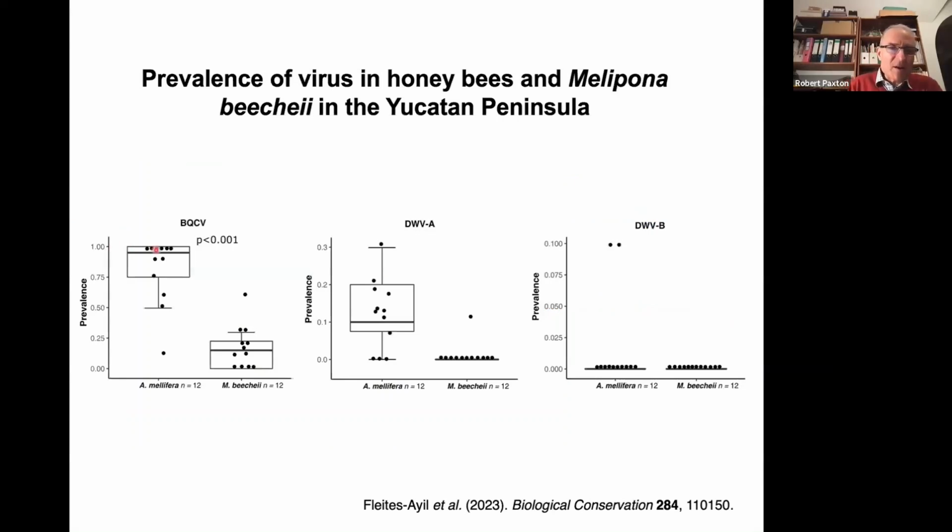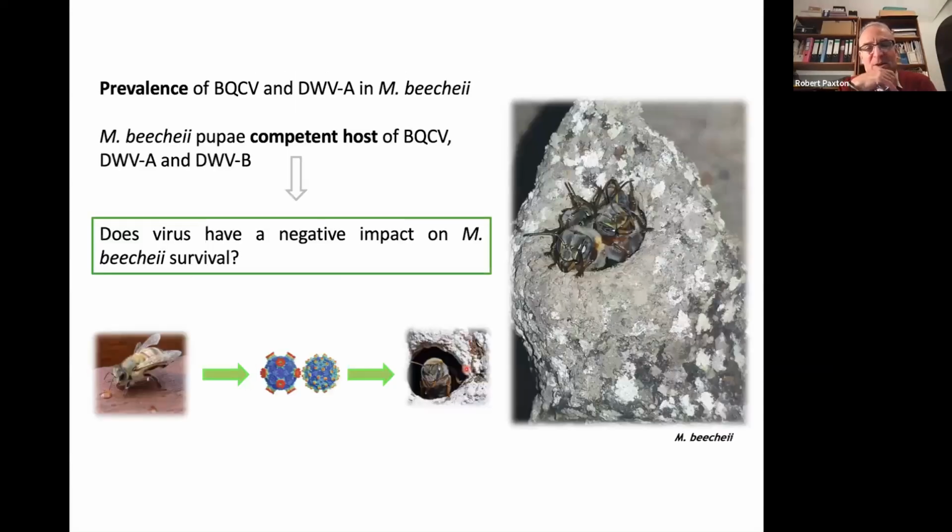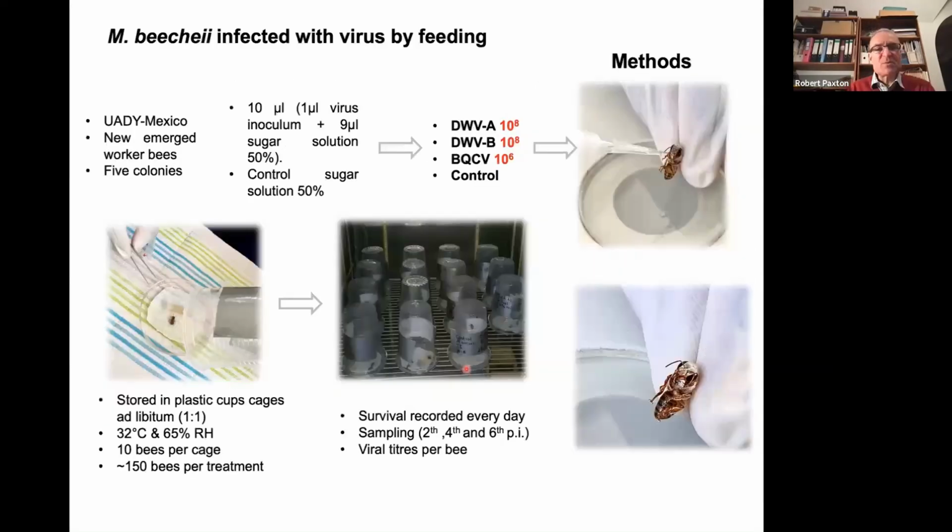We can see lots suggesting honeybees are host for black queen cell virus and deformed wing virus A in these locations, and maybe Melipona beechii is a recipient. The question is, does it have any impact when they're infected? And I will just briefly tell you the experiment that he did.